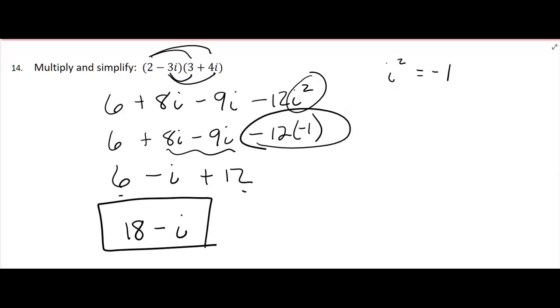Again, the imaginary part should go at the back. So it should be 18 minus i. Okay.